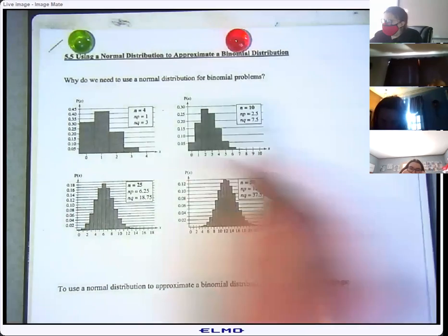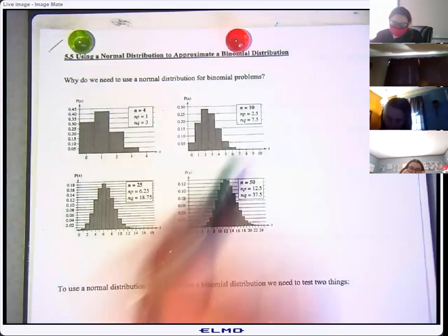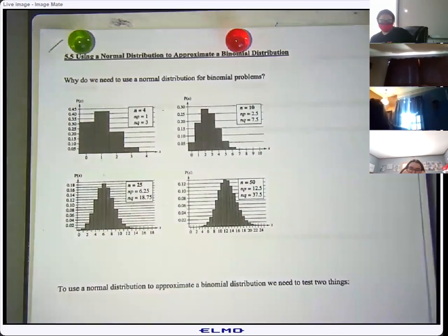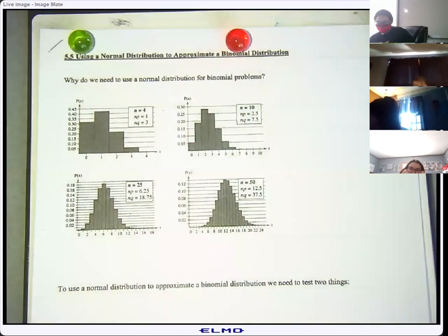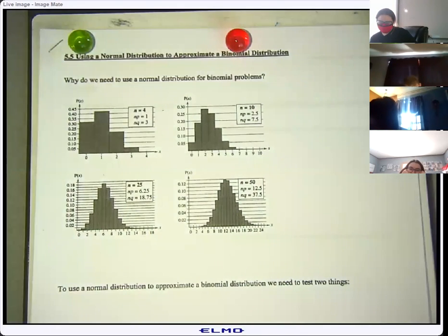So we're going to try using the normal stuff that we've been doing, that x minus mu over sigma, but this time we're going to be doing it with binomial problems, which I think is actually kind of fun, but I'm a weirdo, so don't take my word for it, please.